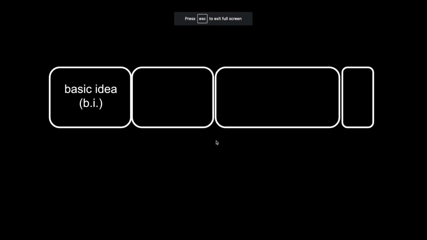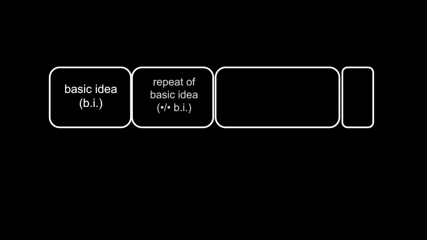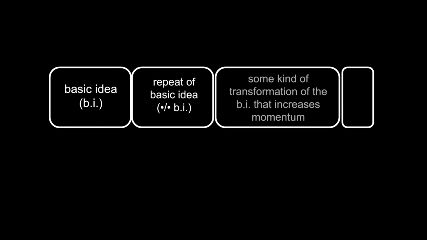So we've got, in more specific terms, a basic idea, and then some kind of repeat of the basic idea, followed by some kind of transformation of the basic idea that increases momentum. Right? So we've got something happens, then that happens again in some other way, and then it builds and then resolves. Let's listen to those again.